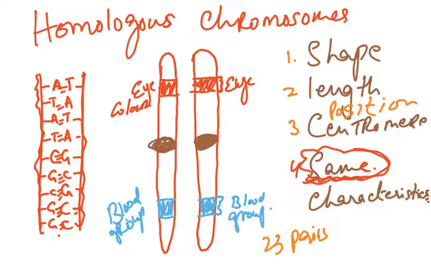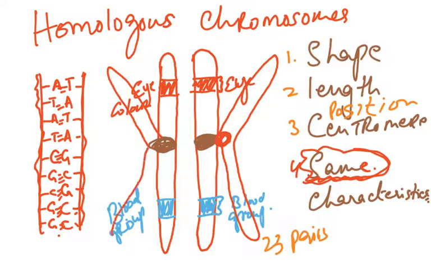And what happens in DNA replication is that a copy of this is going to be made. So there's going to be another centromere. So we're going to have a copy of it here. And these two together will be called sister chromatids.